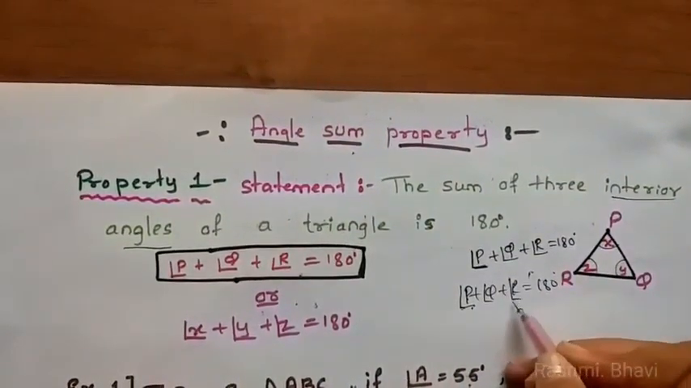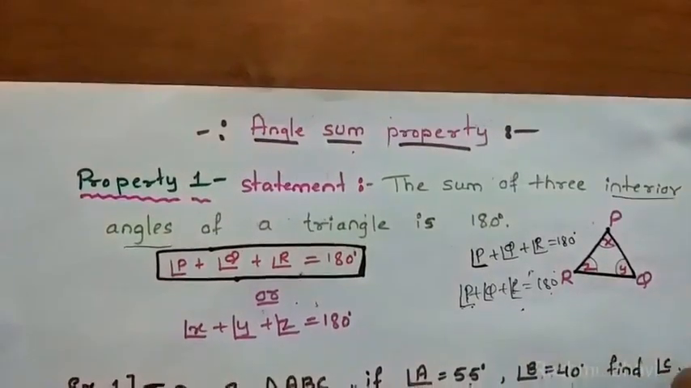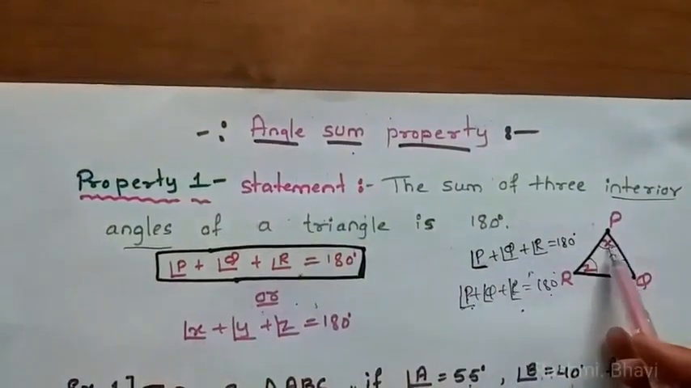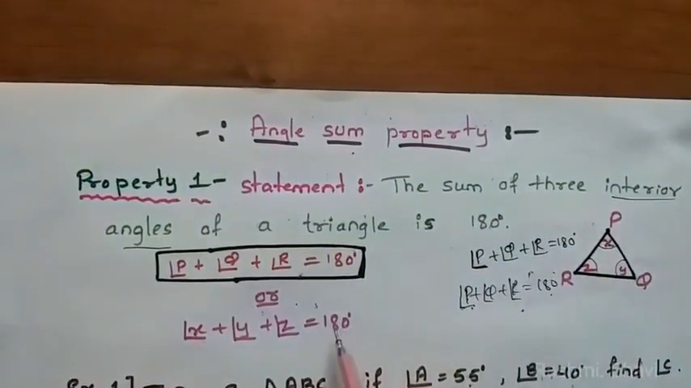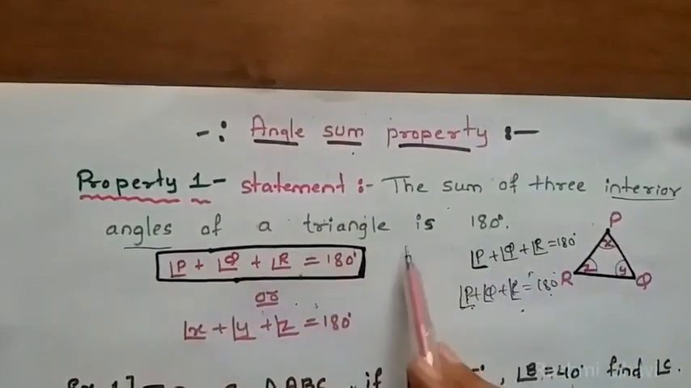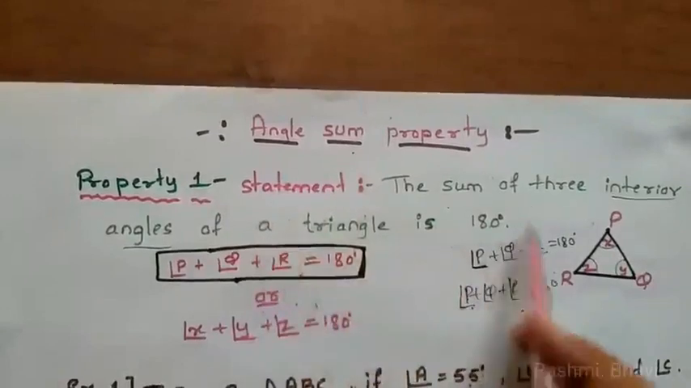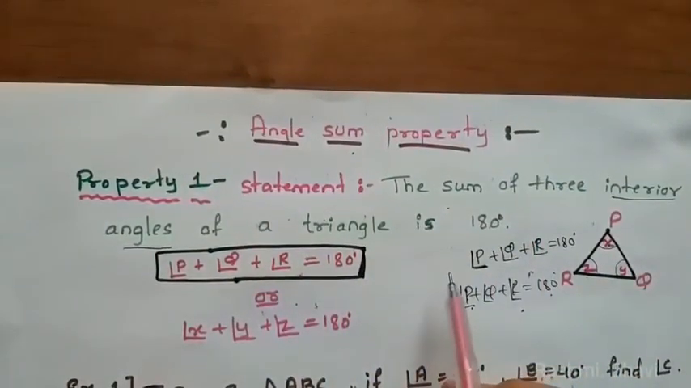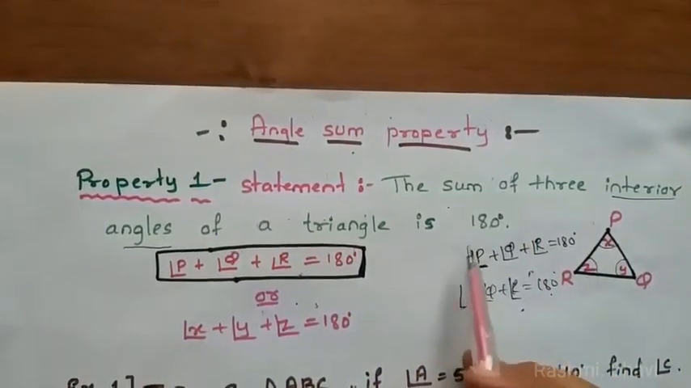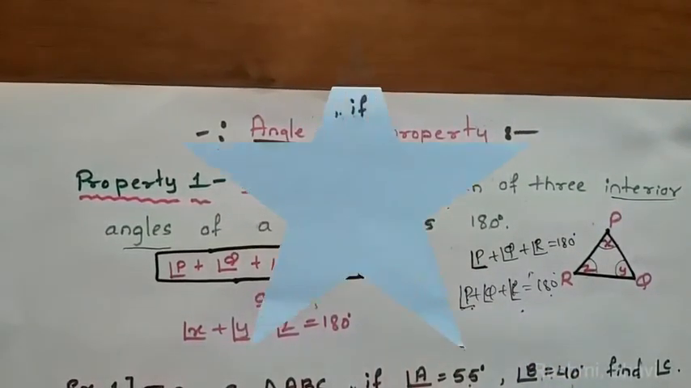This is the symbol of angle. Angle R is equal to 180 degrees. Or you may write the angle names also, like X plus Y plus Z is equal to 180 degrees. This is the concept that the sum of the three interior angles of a triangle is 180 degrees. This statement is also known as the interior angle theorem.